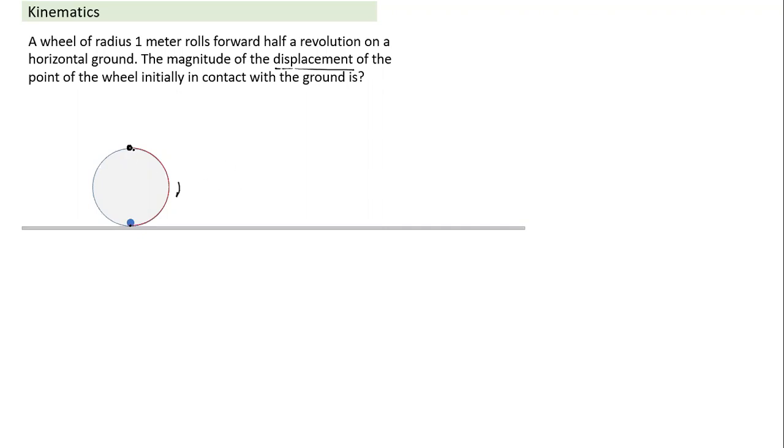In half a revolution, how much distance will it move forward? It will move forward a distance equal to half the circumference. So this is how it will move. And this distance will be equal to pi r.